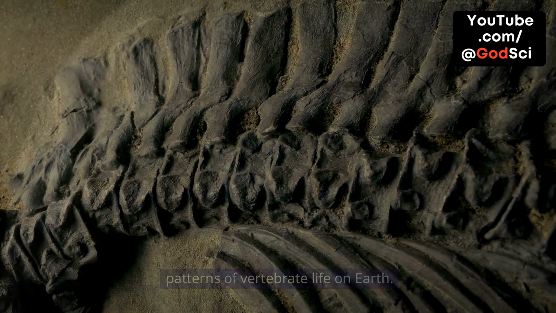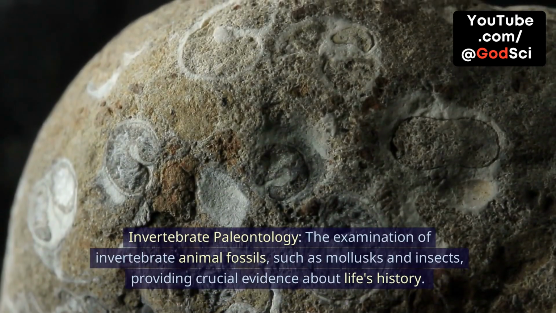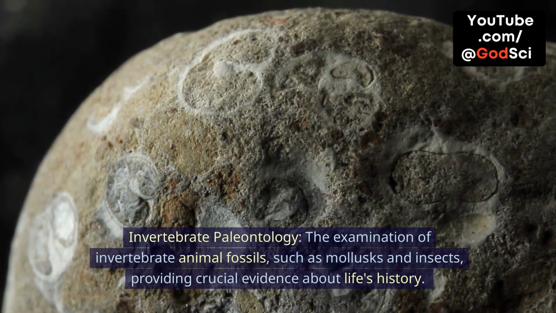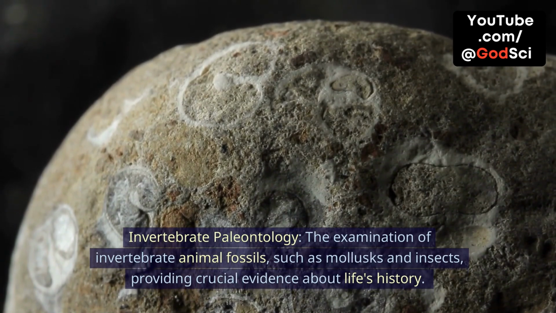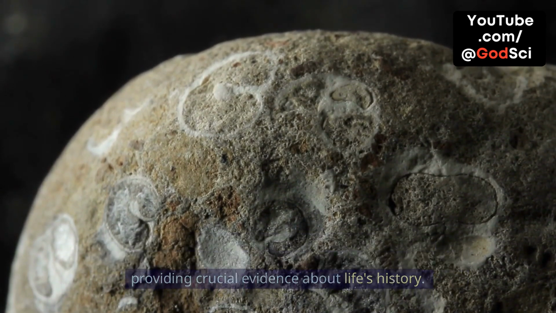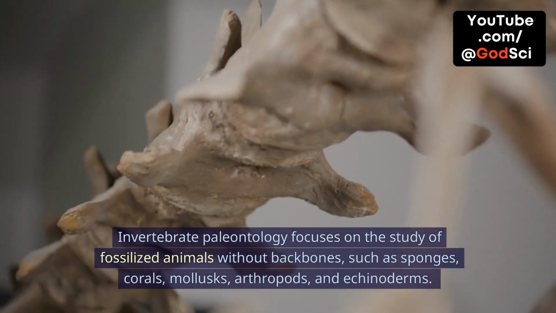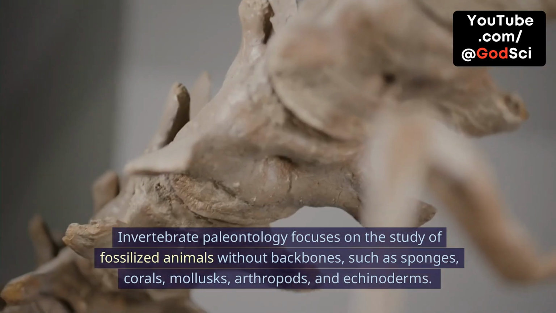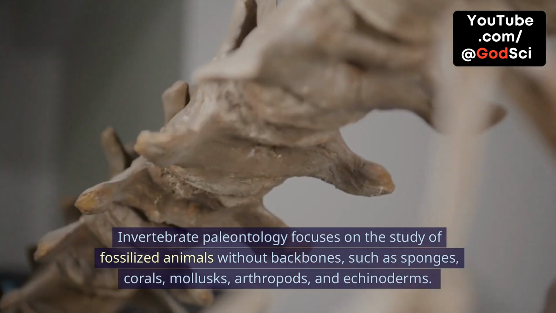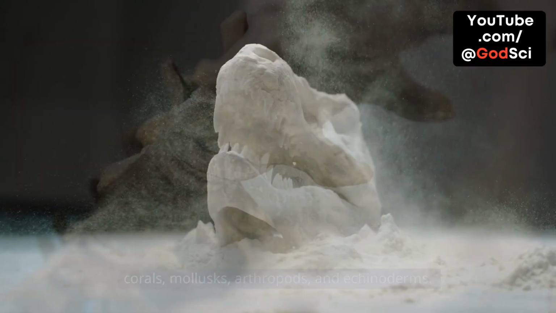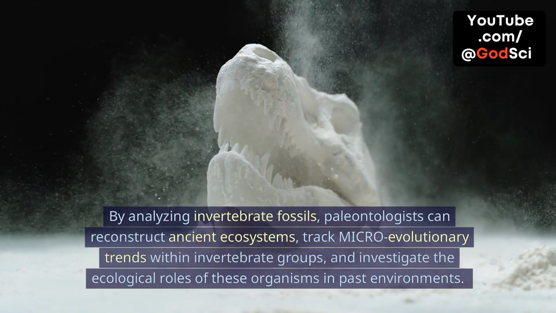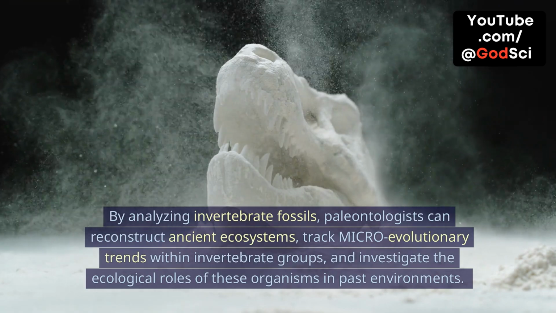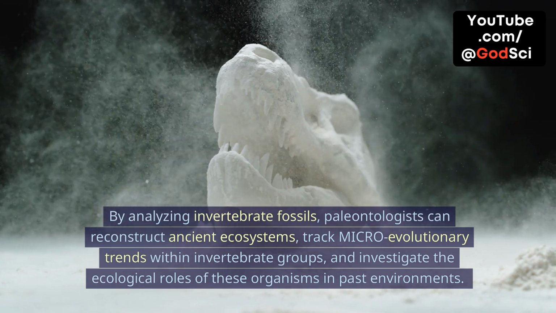Invertebrate paleontology, the examination of invertebrate animal fossils, such as mollusks and insects, providing crucial evidence about life's history. Invertebrate paleontology focuses on the study of fossilized animals without backbones, such as sponges, corals, mollusks, arthropods, and echinoderms. By analyzing invertebrate fossils, paleontologists can reconstruct ancient ecosystems, track microevolutionary trends within invertebrate groups, and investigate the ecological roles of these organisms in past environments.